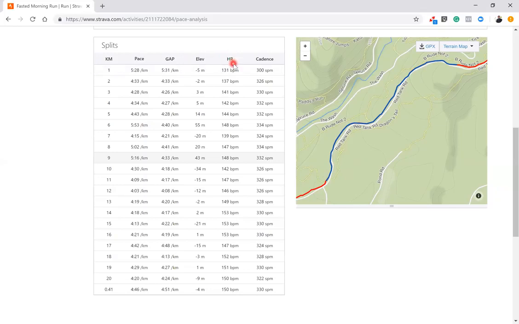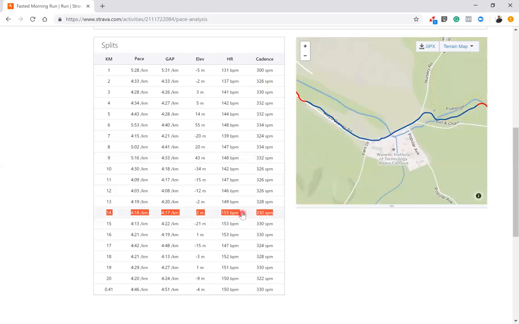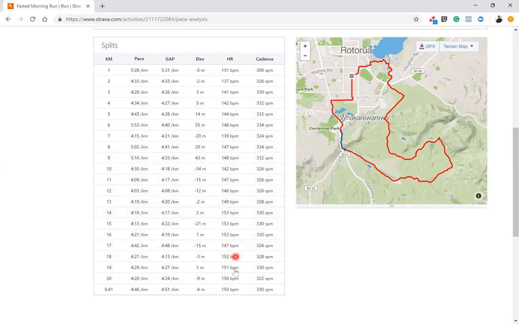Then there's heart rate, which I really rely on for my aerobic training, which shows how hard your body is working physiologically to produce that output at that pace. So you see here, I start off around 130 beats and just continuously increase until I hit my upper zone 2 around kilometer 14. I got above 150 and just sat around that 150 mark for the remainder of my run. And that is, for me, in general, base training mileage, heart rate zone 2.